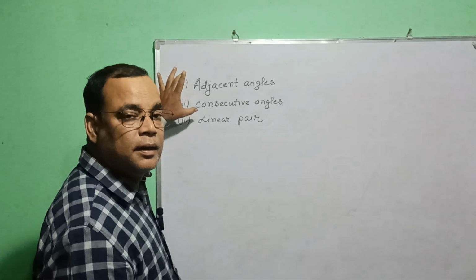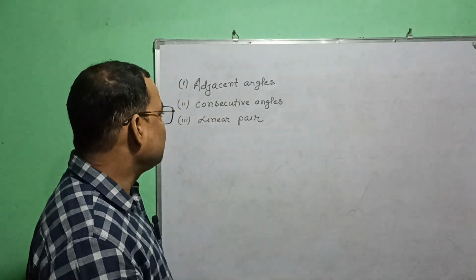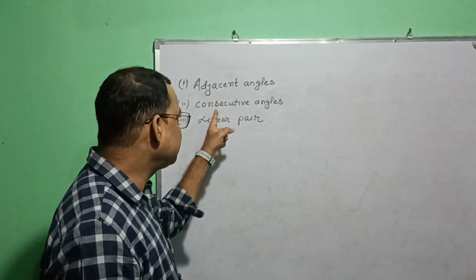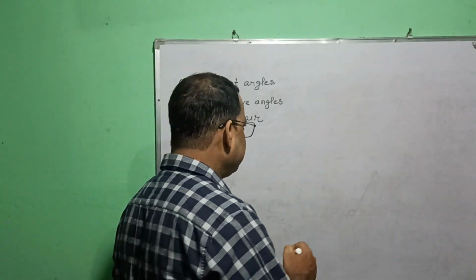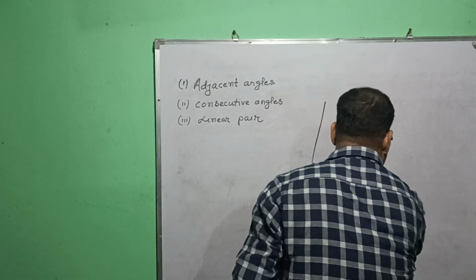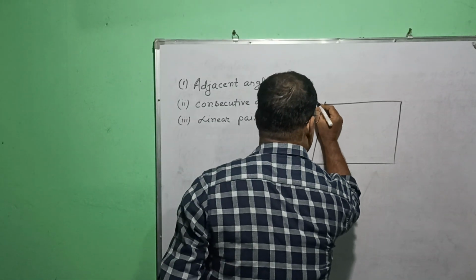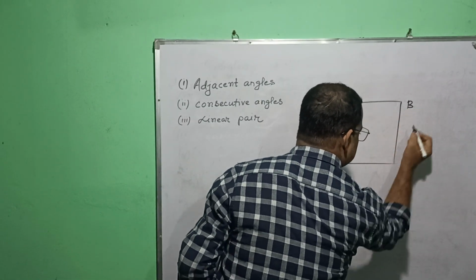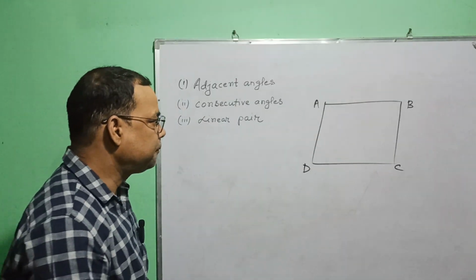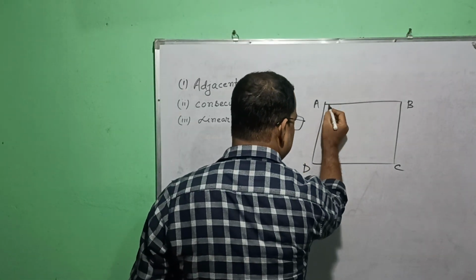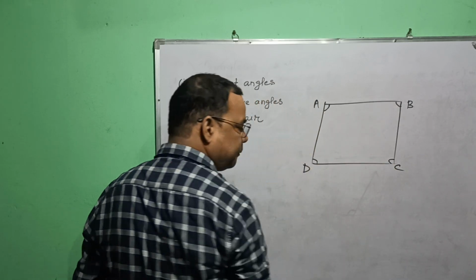Students are always confused about adjacent angles and consecutive angles. So what is the difference between adjacent angles and consecutive angles? We'll discuss it elaborately. For this, let me draw a quadrilateral ABCD. So ABCD is a quadrilateral in which the angles are angle A, angle B, angle C and angle D.